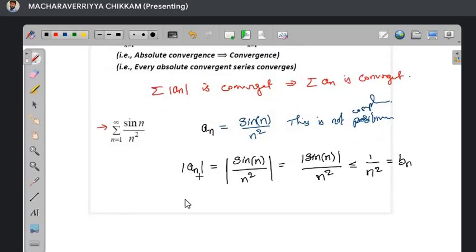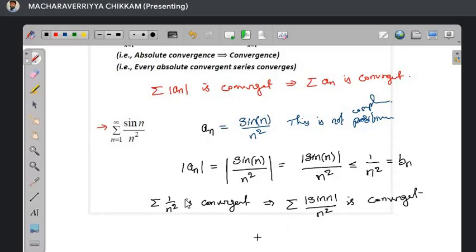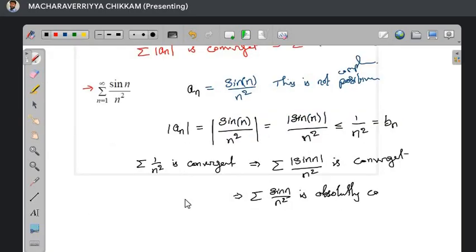So we can conclude that since the summation of 1 by n squared is convergent, this implies that the summation of mod sine n by n squared is convergent. And this implies that the summation of sine n over n squared is absolutely convergent. So this is absolutely convergent. Do you understand?